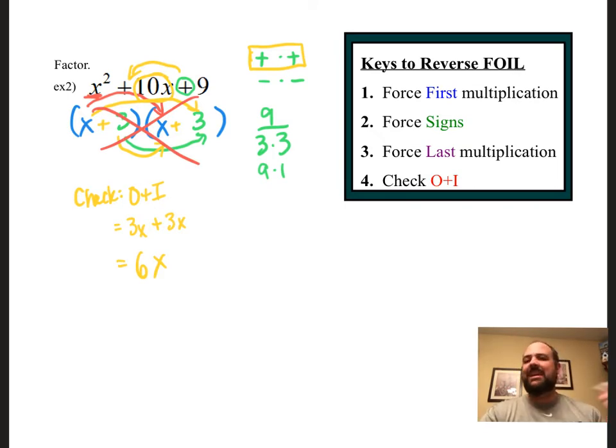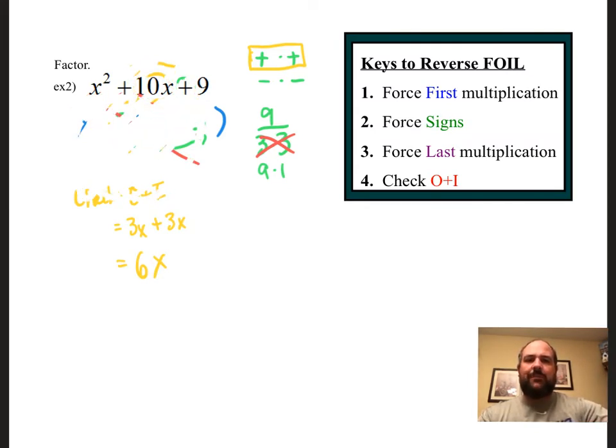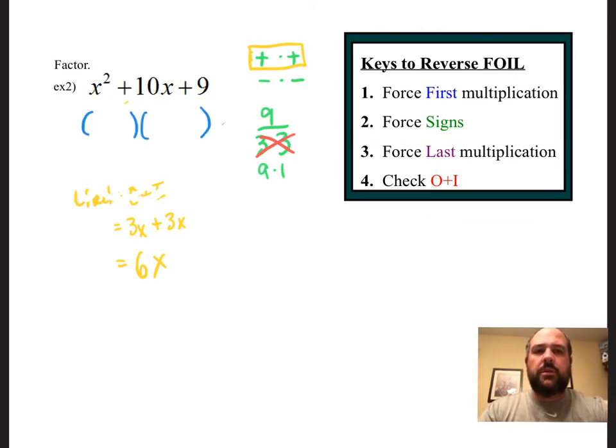But that's okay. If that's not right, that must mean that I have some other factors that I can use instead. So I've eliminated the 3 and the 3. So now let's go back, and instead of using those, let's try my other factors of 9 and 1. So just erase all this real quick. Here we go. We're still going to have the binomials, x and x. We have the plus and the plus. But instead of the 3 and the 3, we're going to use 9 and 1.